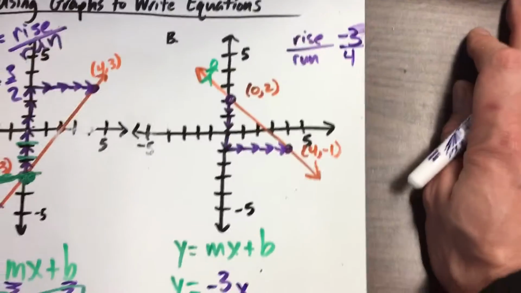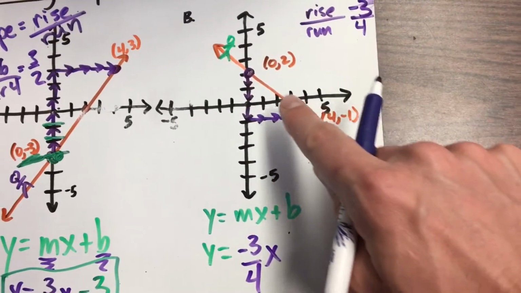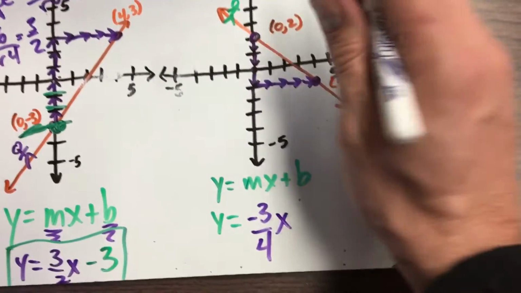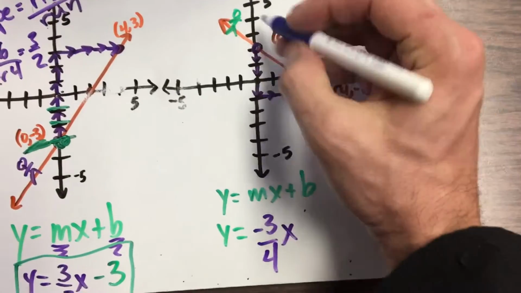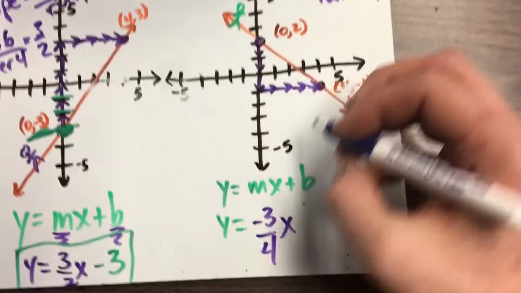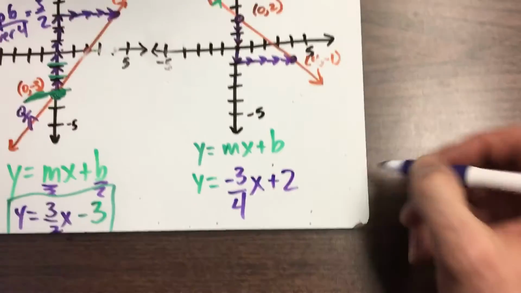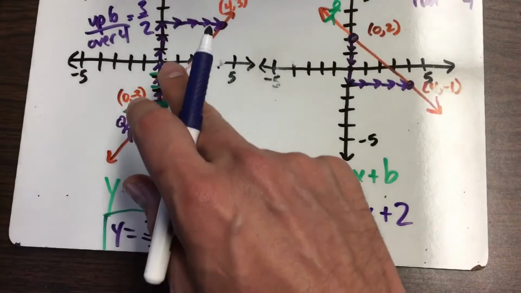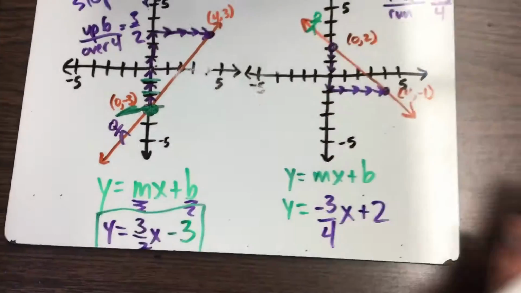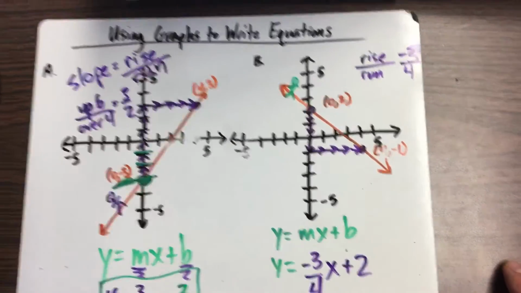Where did your line touch the y-axis? This orange line touches the y-axis right here. And this point, you can see it's already labeled, but this point is 2 spots above the origin. So we're going to put positive 2 since it was 2 spots above. This one was -3 because it was 3 spots below where it crossed the y-axis. And that's it. Okay, let's do 2 more and then we'll stop.